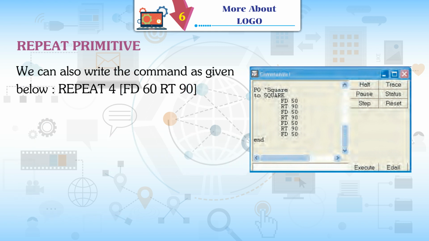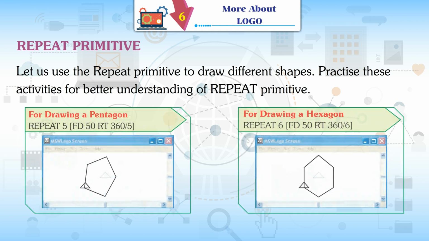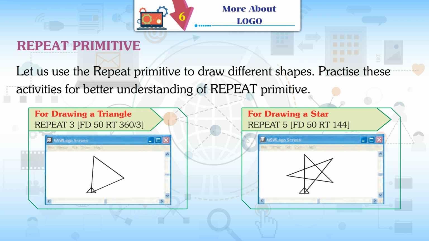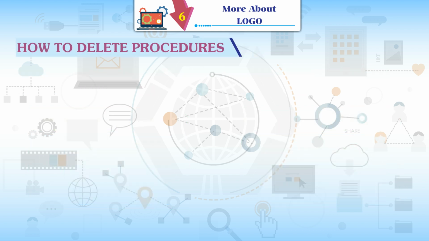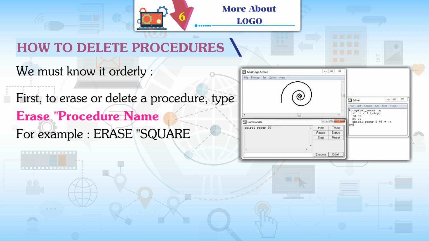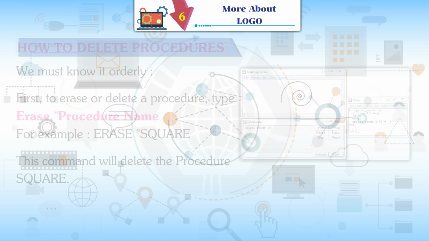We can also write the command as given below. REPEAT 4 [FD 60 RT 90]. Let us use the REPEAT primitive to draw different shapes. Practice these activities for better understanding of the REPEAT primitive. How to delete procedures. We must know it orderly. First, to erase or delete a procedure, type ERASE followed by the procedure name. For example, ERASE square. This command will delete the procedure square.